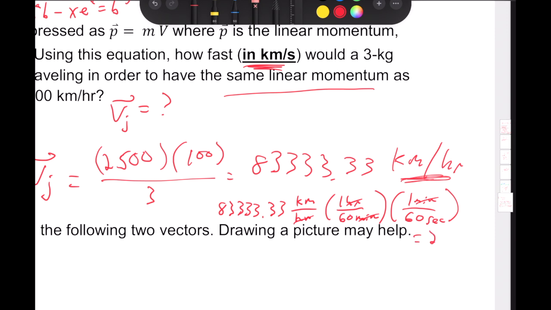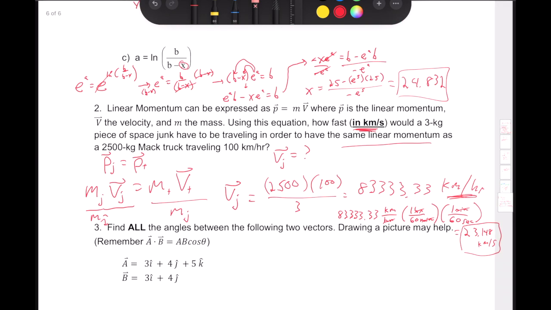This gives us a speed of 23,148 kilometers per second. So again, 83,000-odd kilometers per hour. That's correct, but it's not what the problem asked for. It wanted it in kilometers per second. So pay attention to that. It's in bold and underlined, so it matters. It matters a lot. Okay.